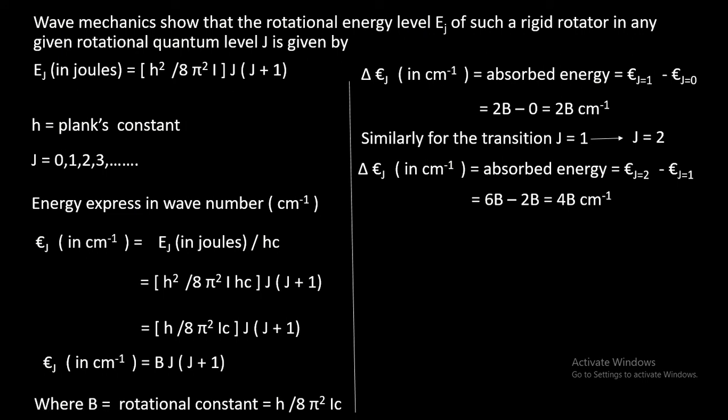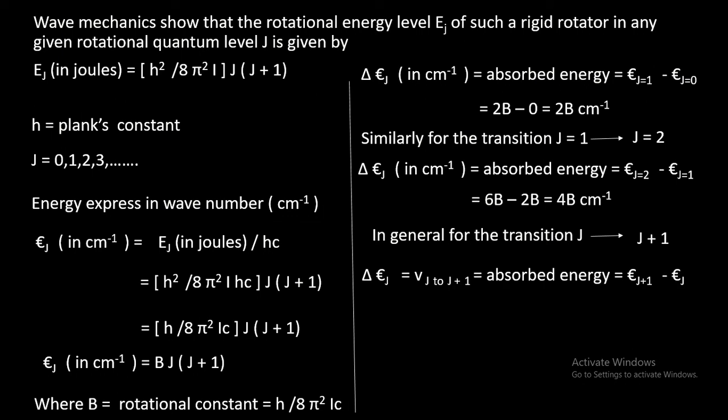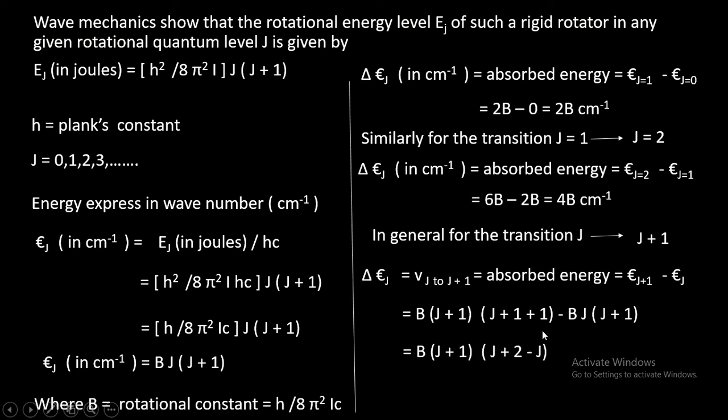Therefore the next change of energy level is 4b. Now in general, for a transition from j to j plus 1, the change of rotational energy level is nothing but the absorbed energy, epsilon j plus 1 minus epsilon j. Putting the value of j equal to j plus 1, this becomes b(j plus 1)(j plus 2) minus bj(j plus 1). By solving, we get the simple form delta epsilon equal to 2b(j plus 1) per centimeter.